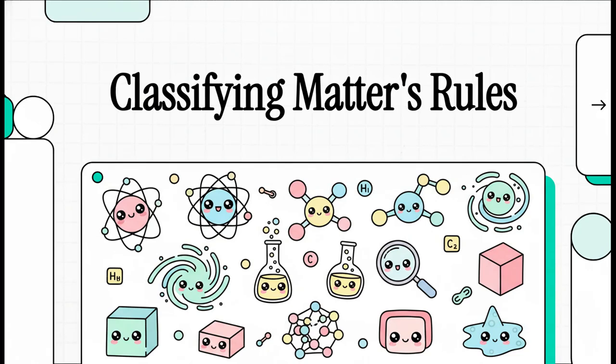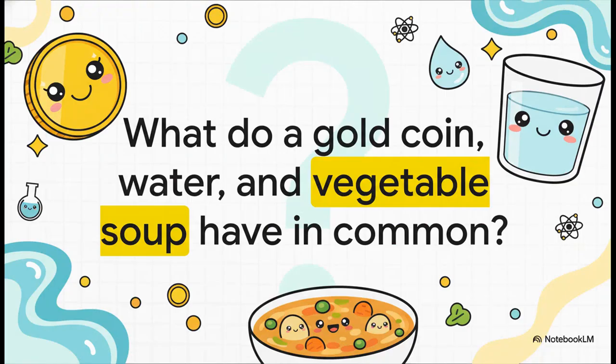Today, we're going to crack the code that chemists use to classify, well, everything in the entire universe. We're talking from a single tiny atom all the way up to a distant galaxy. We're getting right down to the basics of what stuff really is. So let's kick things off with a little bit of a puzzle.